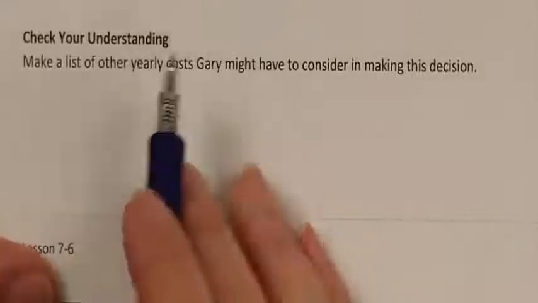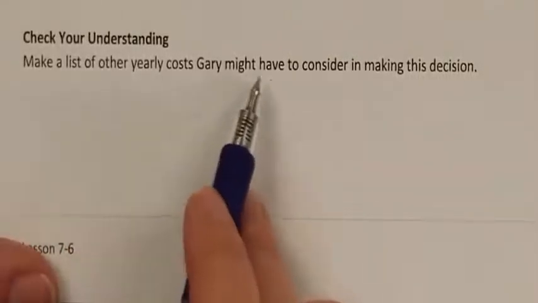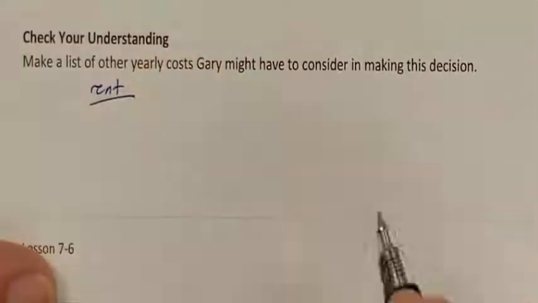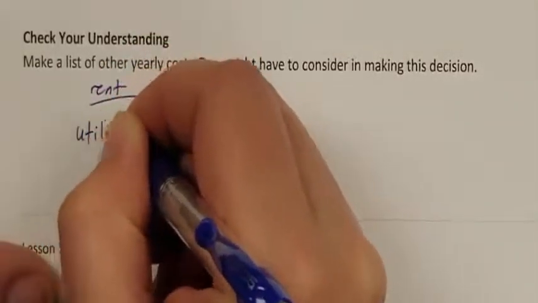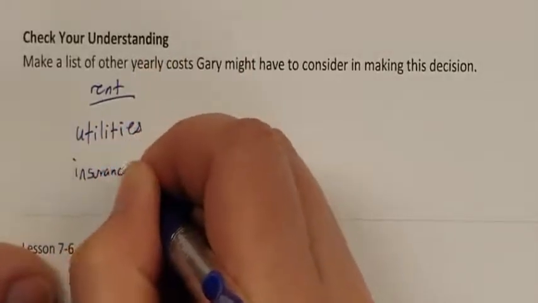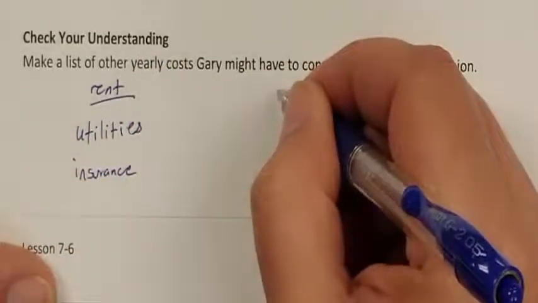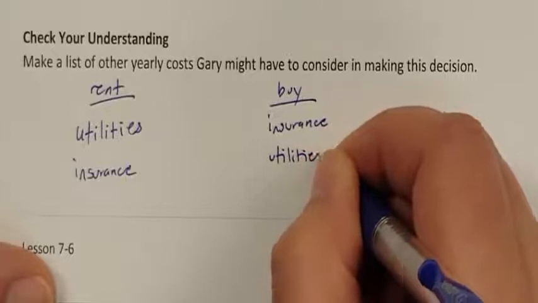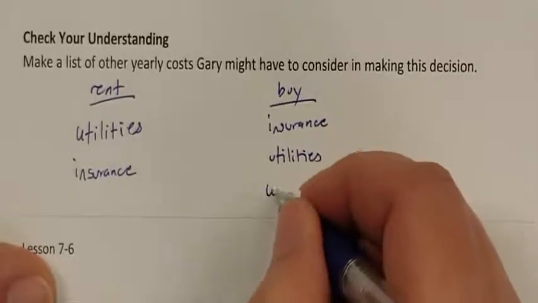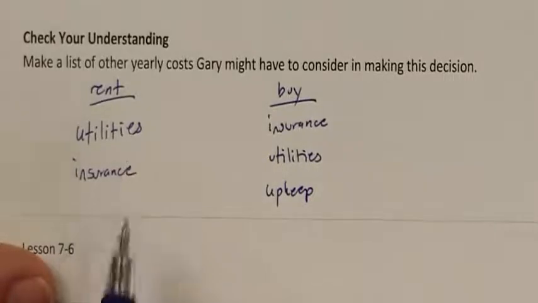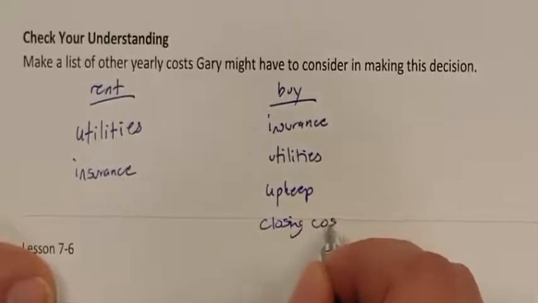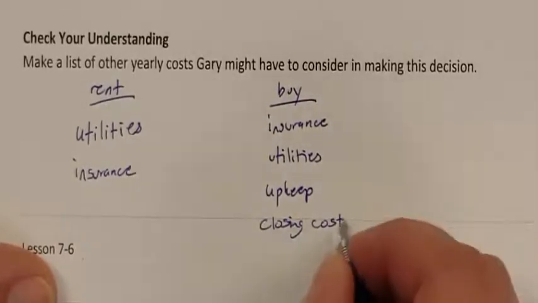Now let's check your understanding. Make a list of other yearly costs Gary might have to consider in making his decision. How much you pay for rent and how much you pay for mortgage is not the only thing that you have to consider. When you are renting, you still have to pay for your utilities and you still have to pay for renter's insurance. When you're owning a home, you also pay for insurance, you also pay for the utilities, but on top of this, you also have to pay for the upkeep of the actual house. While renting, the landlord does it instead. If you buy, you also have to take into account the closing cost, how much it costs to actually just buy the home to begin with.